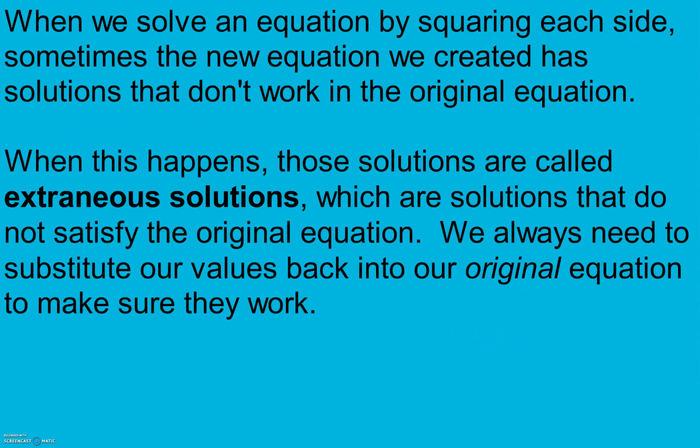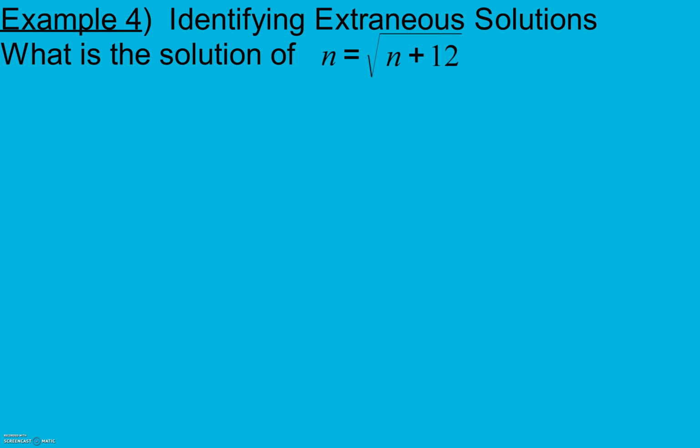When we solve an equation by squaring each side, sometimes the new equation we created has solutions that don't work in the original equation. When this happens, those solutions are called extraneous solutions, and those are solutions that do not satisfy the original equation. So we always need to substitute our values back into our original equation, that's important, to make sure they work, especially anytime we do things like square roots or squaring or any kind of changing things like that.